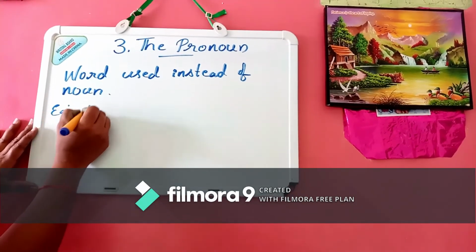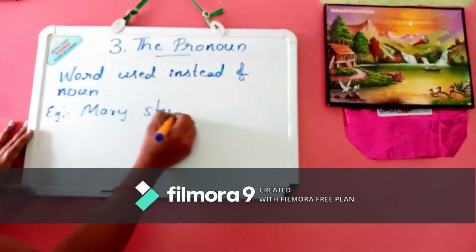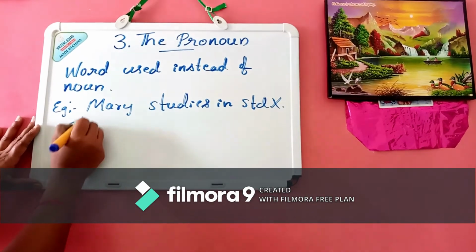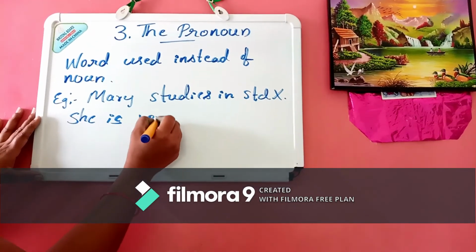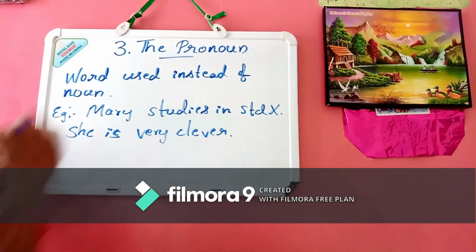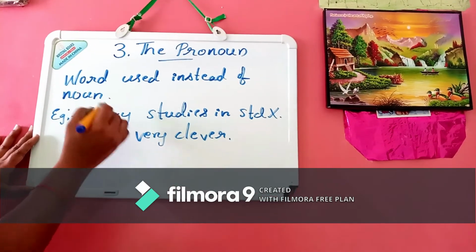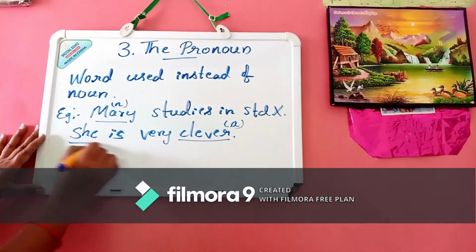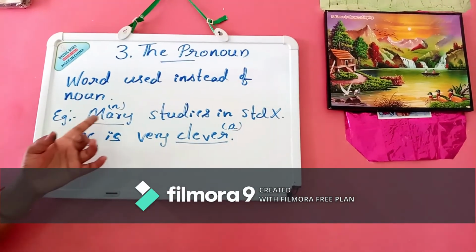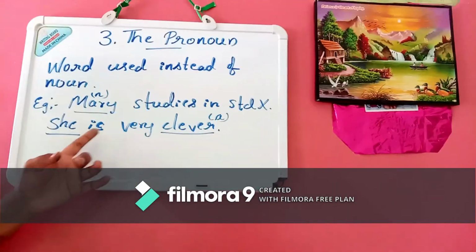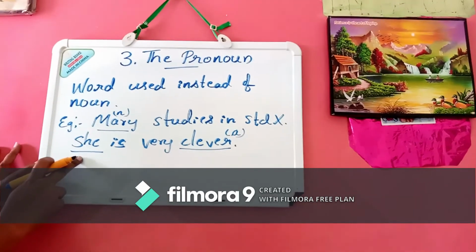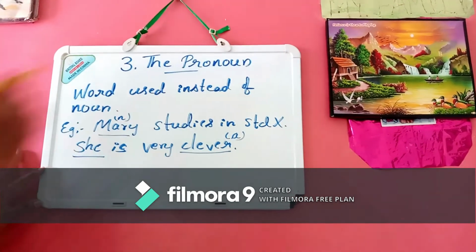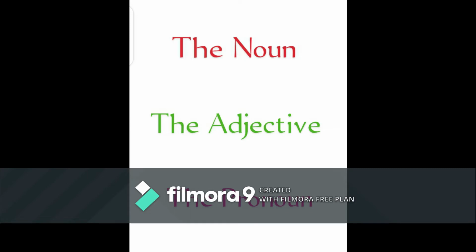For example, Mary studies in standard 10. She is very clever. Here, Mary is a noun and clever is adjective. She is a pronoun. Mary studies in 10th standard. She is very clever. She is the word used instead of noun, Mary. It is a pronoun. Please learn these three parts of speech so that you can understand remaining.